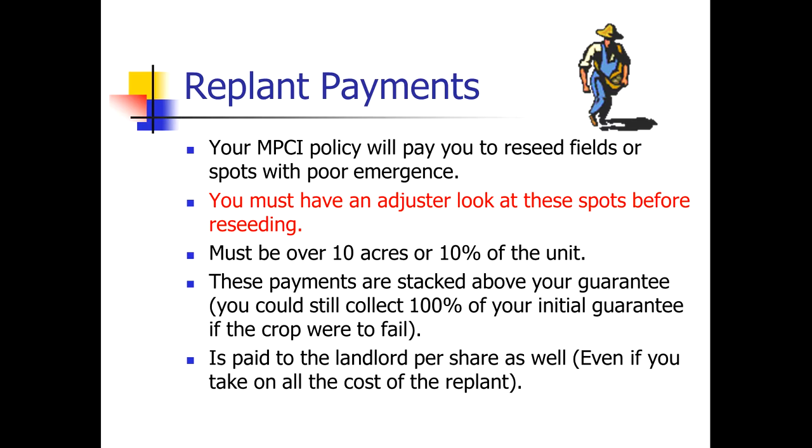These payments are stacked above your guarantee. This is a real quick example. If you're guaranteed $100 an acre on your crop insurance, and then you get a $30 an acre replant payment, that doesn't take away from the $100 an acre you could receive at harvest, or if that unit got hailed out.